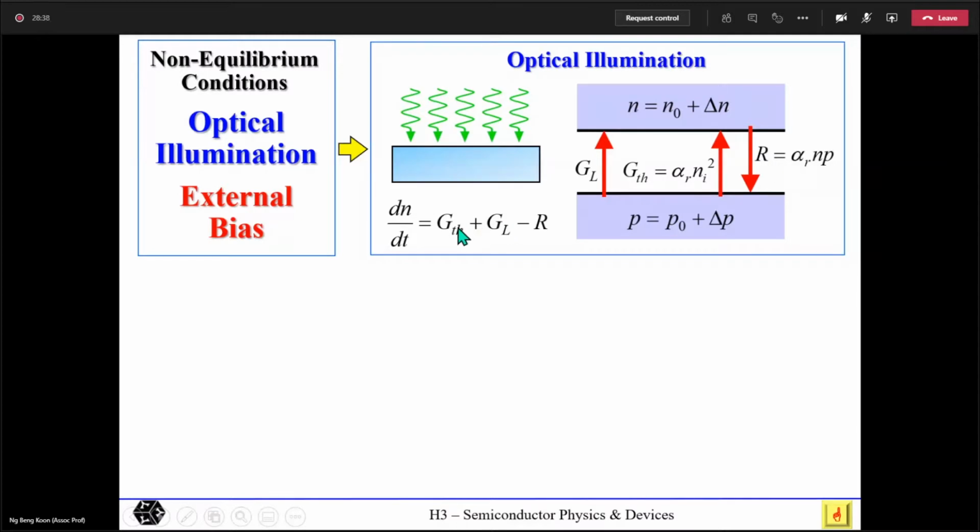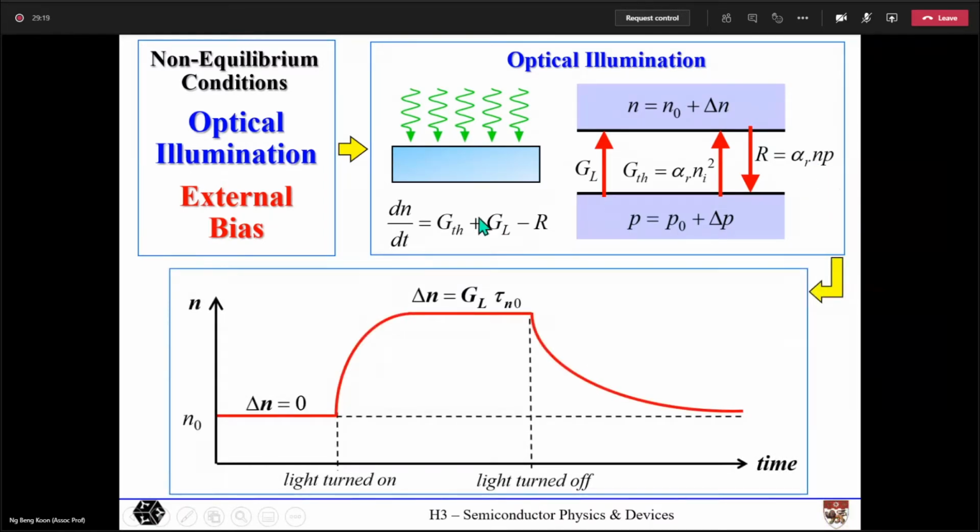So the thermal generation and the optical illumination G_L serve to increase the number of electrons and holes per unit time. The recombination one would decrease it, so it's subtracted from the terms. So there's a generation process comprising the thermal and the optical illumination, and there's a recombination, which is the natural process that cancels out the electrons and holes. So we can use this differential equation to try and determine what delta n or delta p is as a function of time under different scenarios.